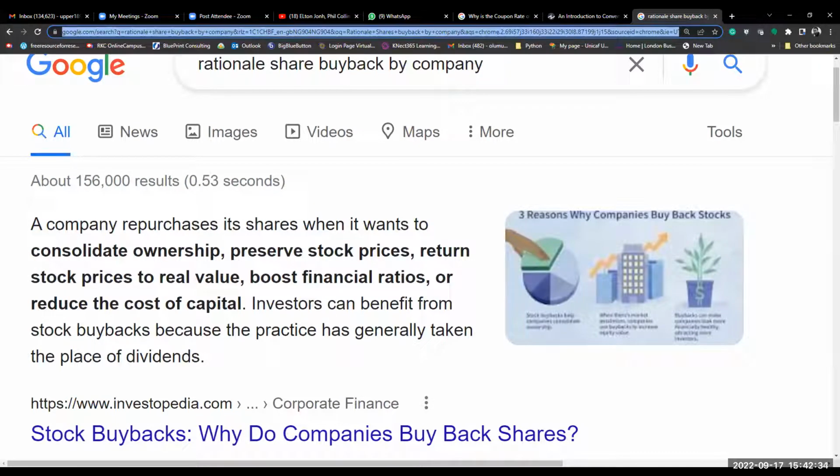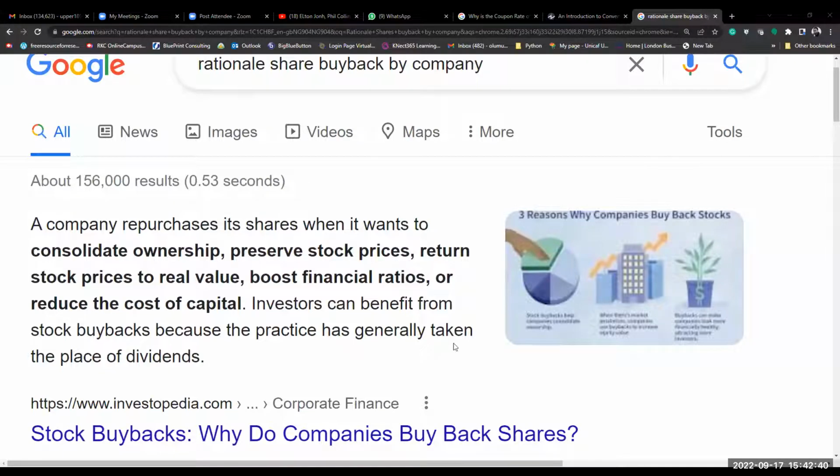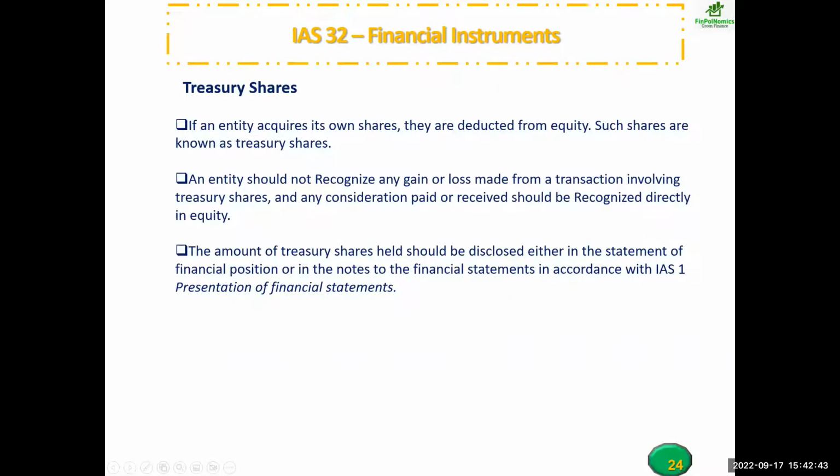There are a lot of reasons, but again, that's not why we are here. We are here to treat the consequence of buying back shares. Again, treasury shares are shares of a company that are repurchased from the shareholders. The question then is, how do we treat such? Whether it is actually cancelled or not, we treat it as a cancellation, which means we treat it as no longer in issue or no longer outstanding.